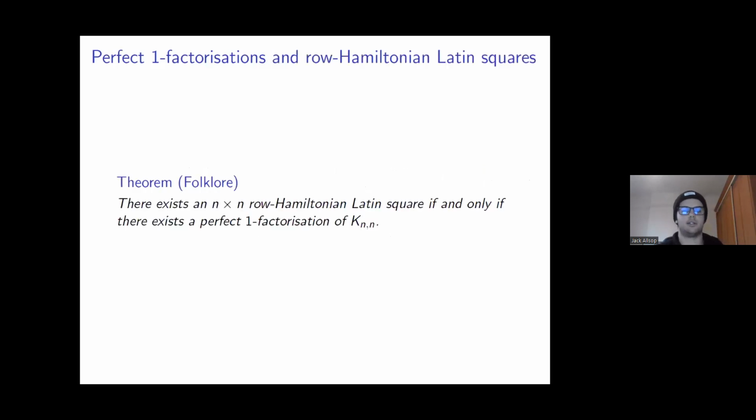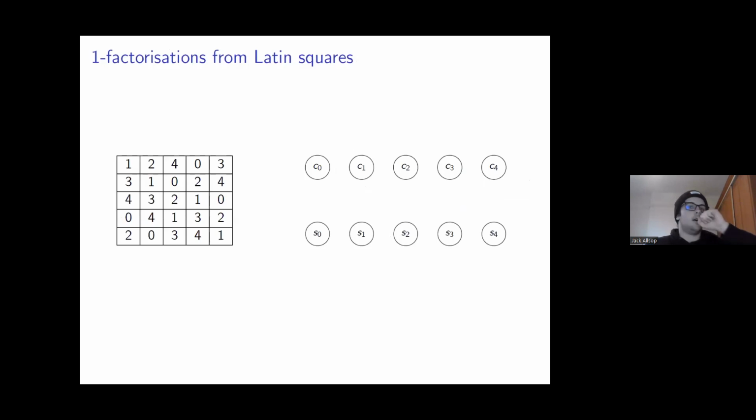What does this have to do with Latin squares? Well, this theorem says that there exists an n by n Row-Hamiltonian Latin square if and only if there exists a perfect one factorization of Knn. And the proof of this theorem is constructive. So given a Row-Hamiltonian Latin square, you can construct a perfect one factorization of a complete bipartite graph and vice versa. And I'll go through how to do this, and I'll demonstrate the construction with this 5x5 Row-Hamiltonian square on the left.